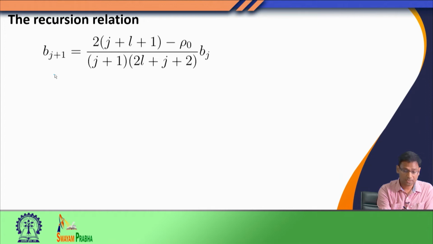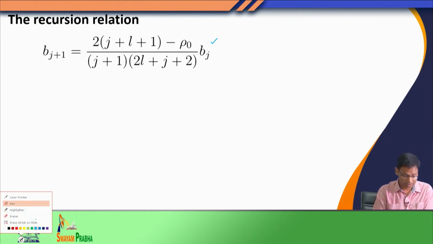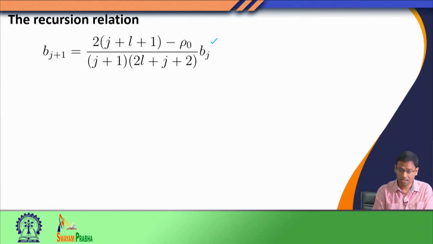This is the recursion relation that we had from the last slide. Now, you see, we have shown that every time I have a B j, using this relation, which simply depends on j, which is the index of our expansion, L, the orbital angular momentum, which goes from 0, 1, 2, and so on, and rho 0, a quantity that we had defined in our earlier class. So, if I know B j, I can always obtain B j plus 1.